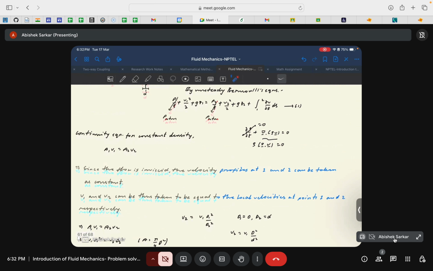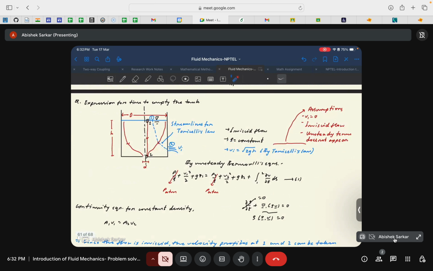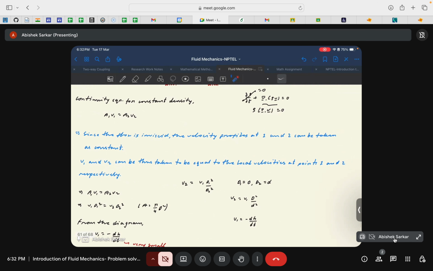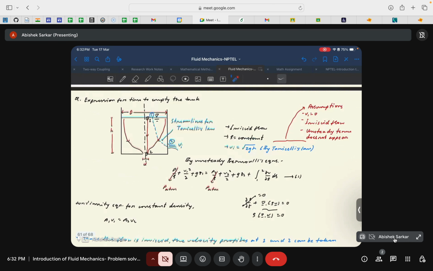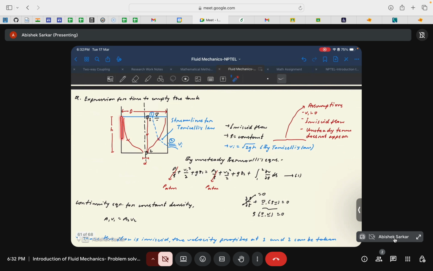Let me go back to the diagram. Let us say the diameter of the opening of the tank is capital D, and the opening through which the tank is being emptied has a diameter of small d. In that case, your velocity at the exit V2 would be V1 times capital D square by small d square. And V1 can be taken as minus dh by dt. This is basically the rate of change of the height of the fluid inside the tank.